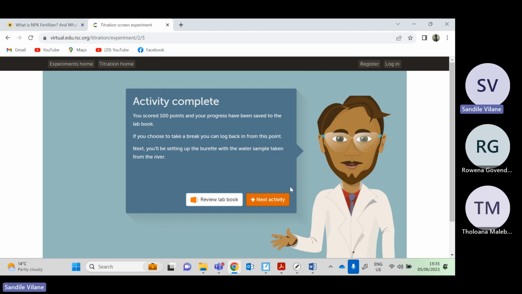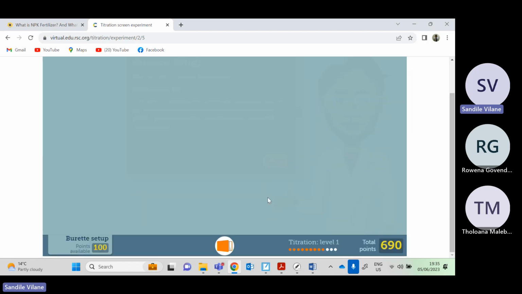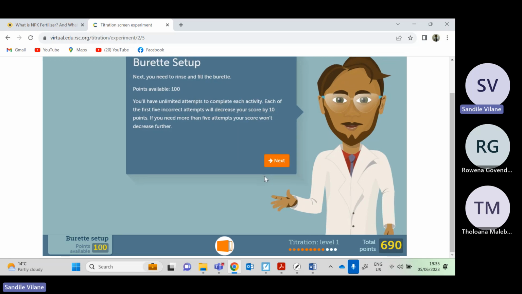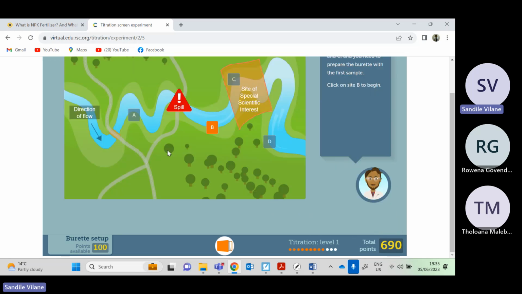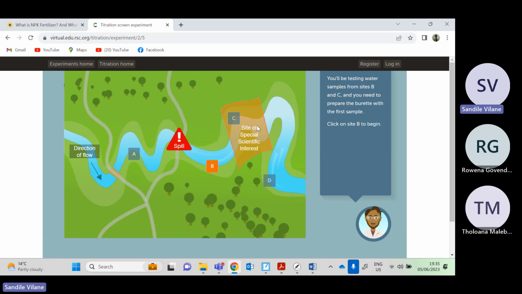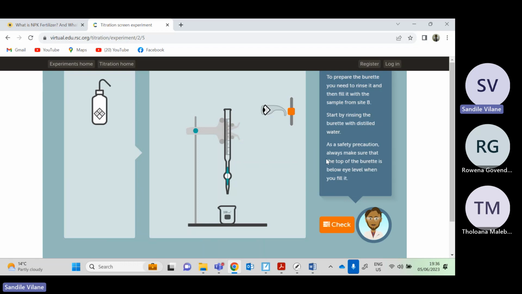And this is actually what you're gonna be doing in the laboratory, guys. So look, study carefully your techniques of how to do this. I will share this link with you. Next, you will be testing water samples from sites B and C. You need to prepare the burette with the first sample. Click on site B to begin. So there is site B.